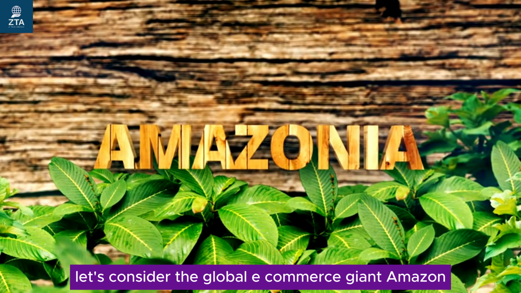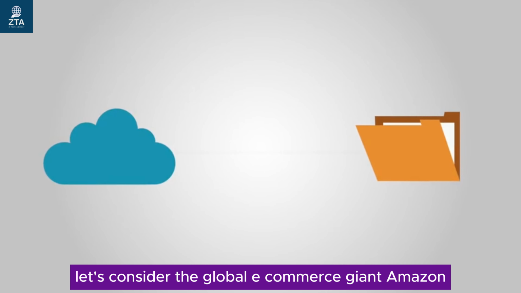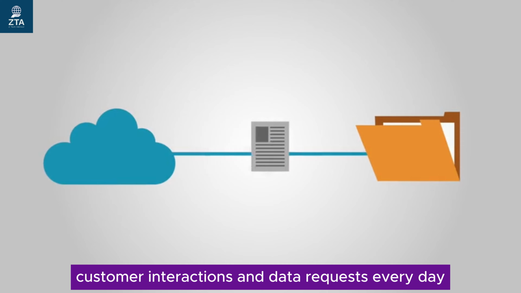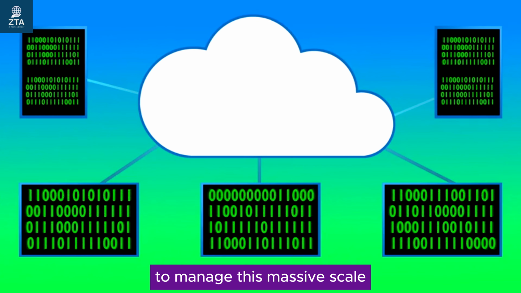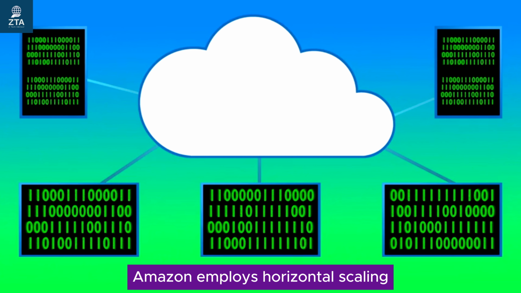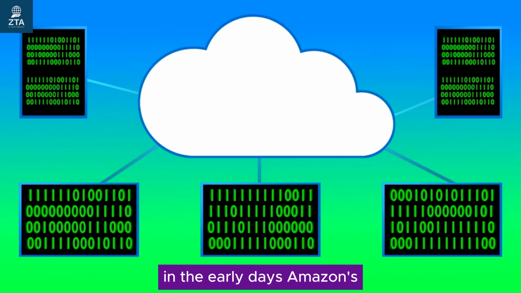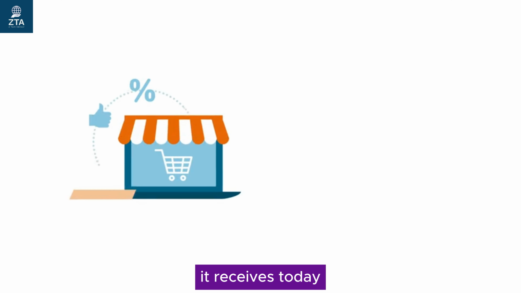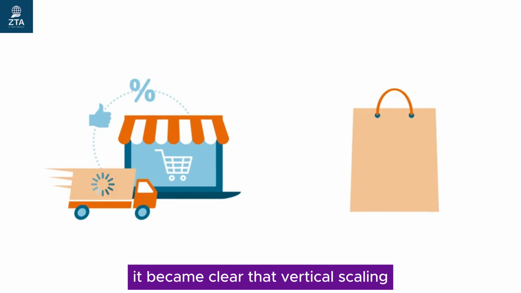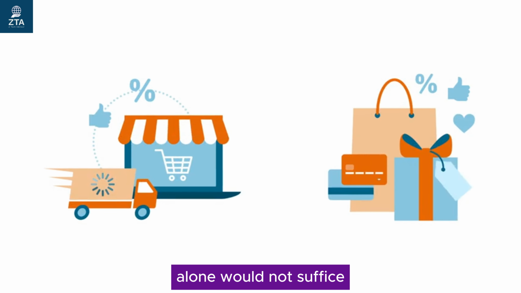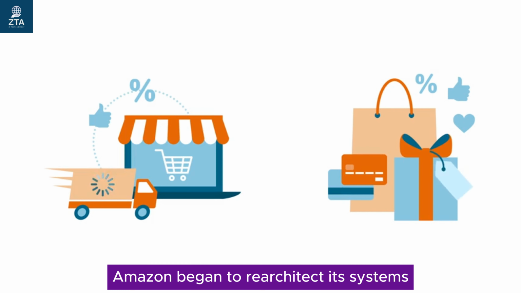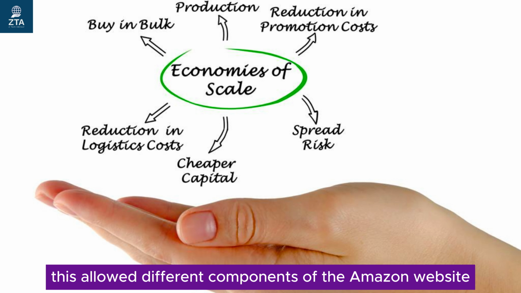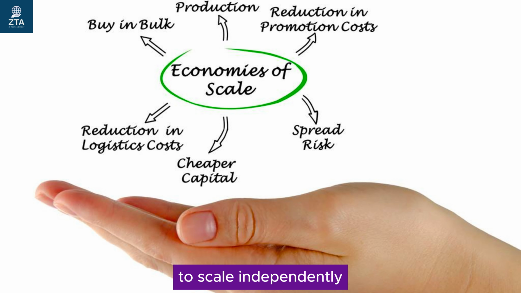Let's consider the global e-commerce giant, Amazon. Amazon's platform must handle millions of transactions, customer interactions, and data requests every day. To manage this massive scale, Amazon employs horizontal scaling. In the early days, Amazon's infrastructure was not designed to handle the vast number of requests it receives today. As the company grew, it became clear that vertical scaling alone would not suffice. Amazon began to re-architect its systems into a distributed, microservices-based architecture. This allowed different components of the Amazon website to scale independently.